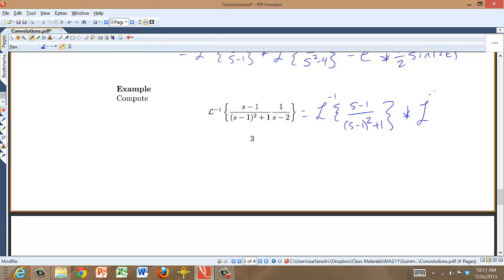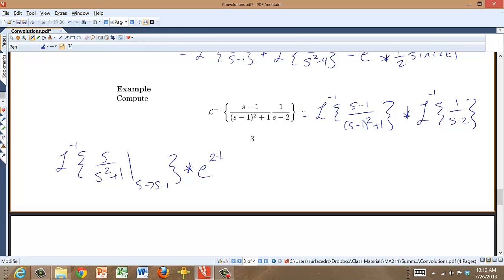Convolved with the inverse Laplace transform of the other one. Okay, the first one takes a little bit of work to inverse Laplace transform, right? This is the inverse Laplace transform of s over s squared plus 1, shifted by 1. It's an inverse Laplace transform times this one. I can inverse Laplace transform. Oops, that's convolution. Sorry, do not make that mistake. This one is e to the 2t.